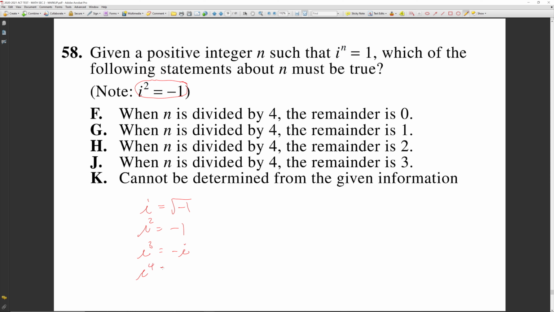So i to the 4 is this times i again, which is really just 2 of these, which is equal to 1. So the only way that I could get i to the n equal to 1 is with multiples of 4. So when n is divided by 4, the remainder has to be 0, because if I have any other remainder, I will get some value of all these other values here. So it must be equal to 0. Answer is F. In reality, this should probably take about a minute each. The reason is because there is a little bit of thinking that has to be done, and you gotta be careful when you manipulate i's.